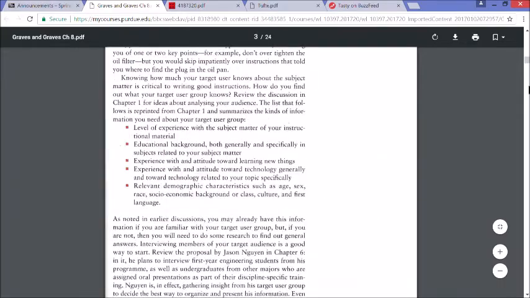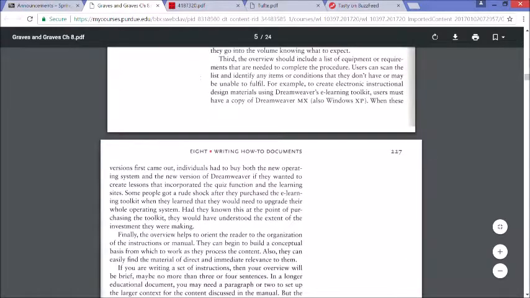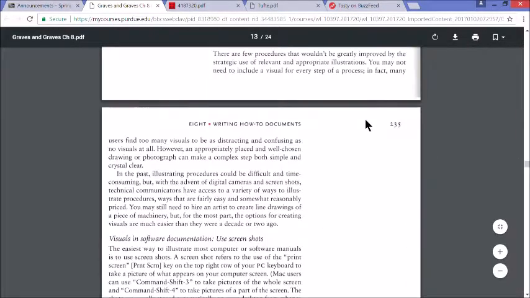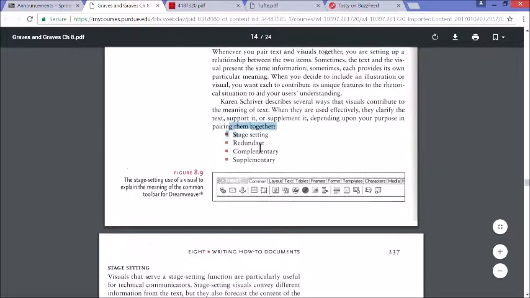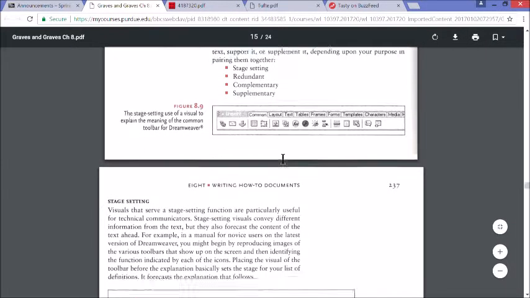The first is on page 237. So they outline it here. The four are stage setting visuals, redundant visuals, complementary visuals, and supplementary visuals.